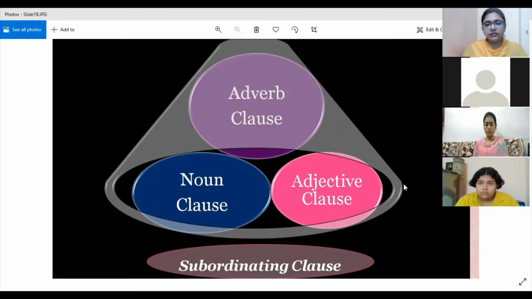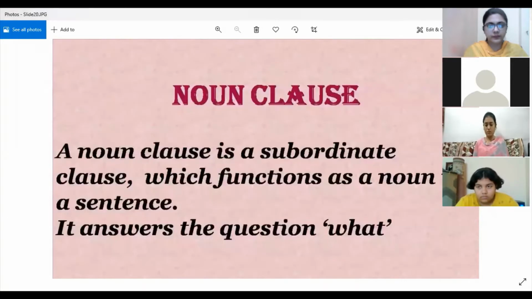Fine. Now there are further subdivisions under subordinate clause. There are three types of subordinate clause. They are known as adverb clause, noun clause and adjective clause. If you remember, yesterday I told you that clauses perform the function of these three parts of speech. So based on the functions they perform, we further subcategorize subordinate clause as adverb clause, noun clause and adjective clause. Okay. So now let us look at each one of them in detail.